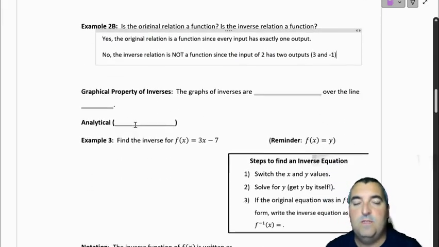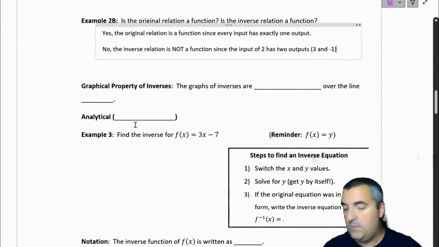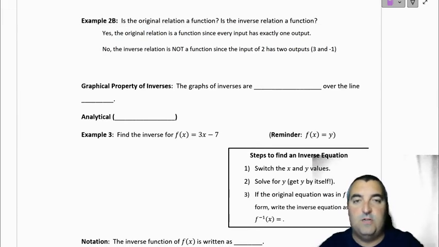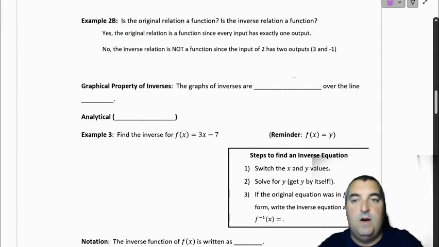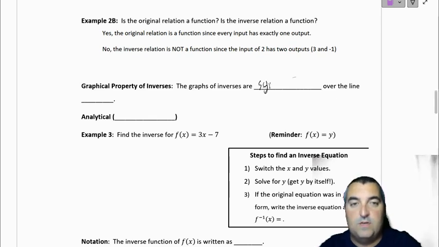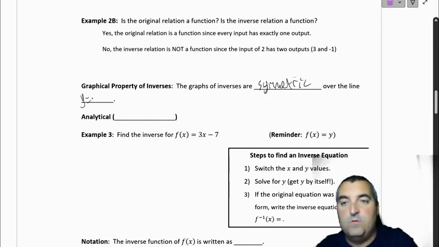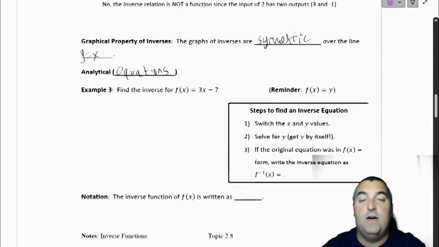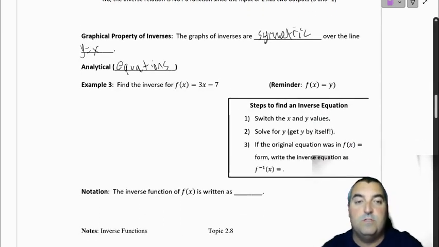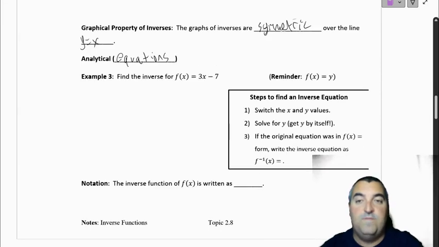All right. So then, actually this is what I kind of talked about up above, but graphically, the graphs of inverses are symmetric over the line y equals x. Okay, and then our last type of inverses is when we're dealing with our analytical approach, which is when we're dealing with equations. So here, find the inverse of f of x equals 3x minus 7.